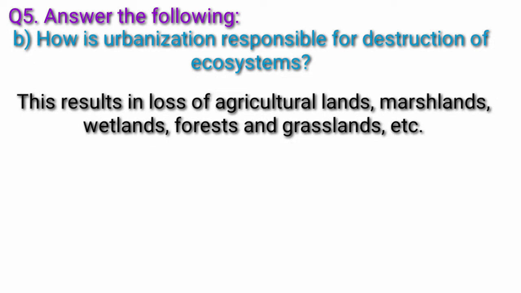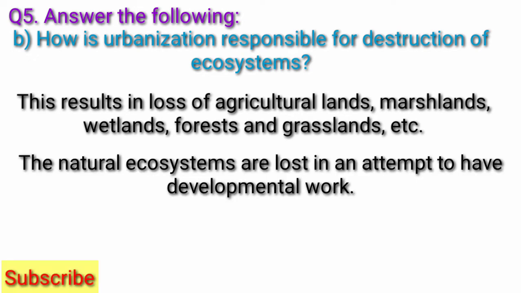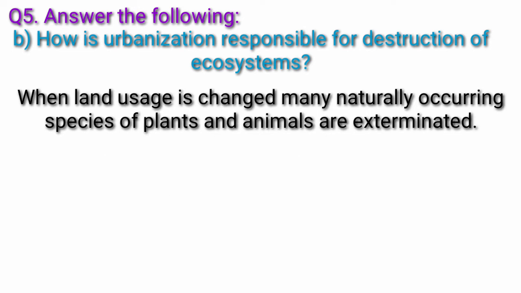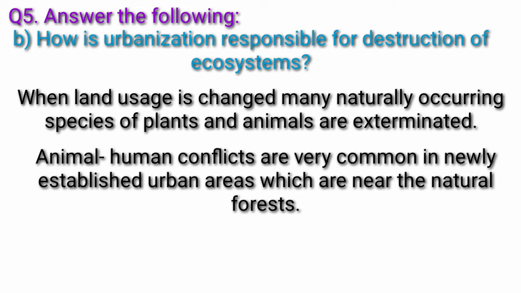This results in loss of agricultural lands, marshlands, wetlands, forests, and grasslands, etc. The natural ecosystems are lost in an attempt to have developmental work. Human interference causes changes in the ecosystems. When land usage is changed, many naturally occurring species of plants and animals are exterminated. Animal human conflicts are very common in newly established urban areas which are near the natural forests.